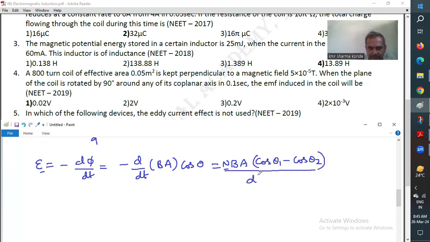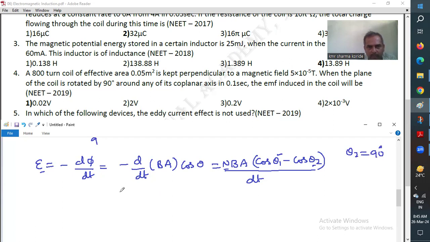this is dt. So the coil is now initially perpendicular. Effective area is perpendicular. So therefore the normal will be parallel to the field. So initially you need to consider that. Finally it is rotated through 90, which means the normal will be perpendicular to the field, so theta will be 90. So cos theta 2 does not exist.